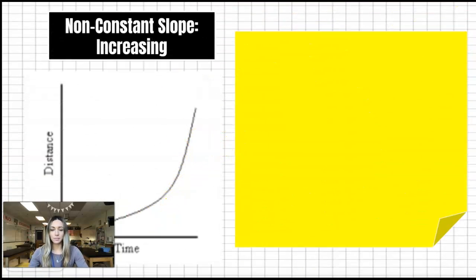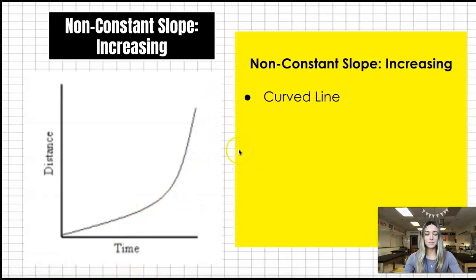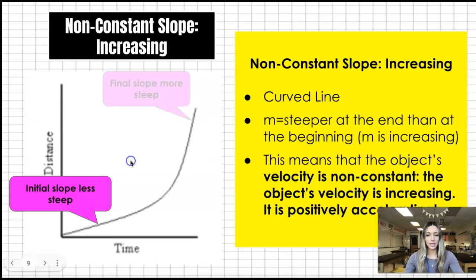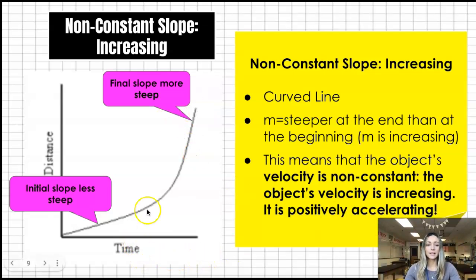Let's look at the first example, an example of an increasing slope. So an increasing slope is a curved line where the slope is steeper at the end than at the beginning. That means that the slope is greater at the end of the line than it is at the beginning. This tells me, first, that the object's velocity is non-constant, but more specifically, it tells me that the object's velocity is increasing. A lower slope to a larger slope tells me that velocity is increasing, which we know is a form of positive acceleration or speeding up.